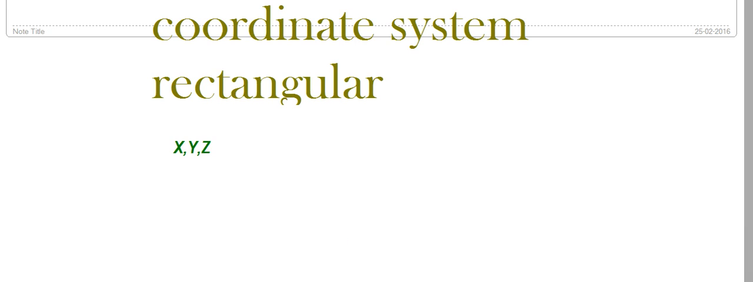Today's topic of discussion is the coordinate system, in which we will discuss the rectangular coordinate system. The rectangular coordinate system contains three coordinates: x, y, and z. Before going to the three-dimensional rectangular coordinate system, first we will see what the two-dimensional rectangular system is, which has only two coordinates called x and y.